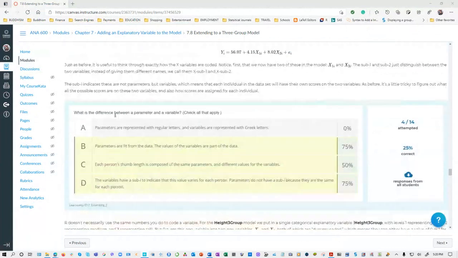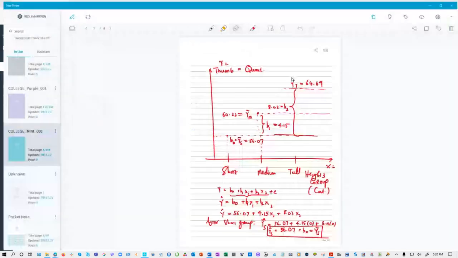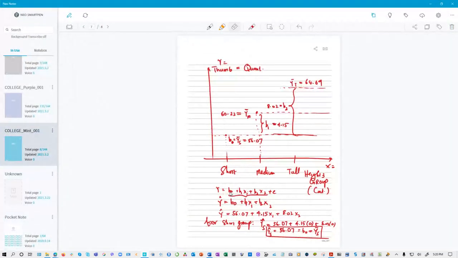So that's why they ask, what's the difference between the parameter and a variable? Parameters are fit from the data. The values of the variable are part of the data. You have to be very careful. These are parameters, not part of the data. The variables are part of the data. This is part of the data, x1 and x2, part of the data.